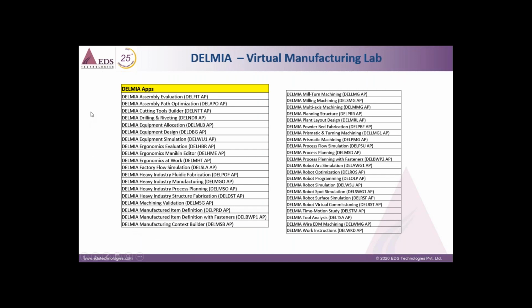Virtual manufacturing lab consists of process planning, plant layout designs, factory flow simulations, ergonomics, robotics, machining, time motion study, machining, work instructions. These are all very critical nowadays for manufacturing. You can create a digital twin. You can create your own digital twin lab by using manufacturing.